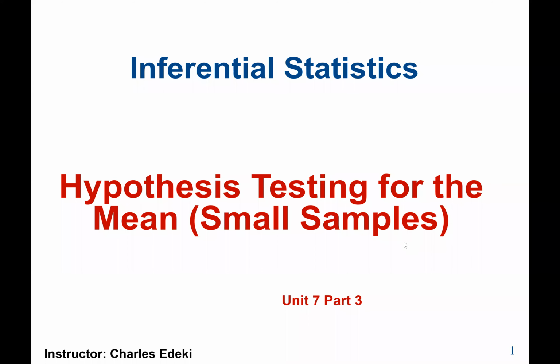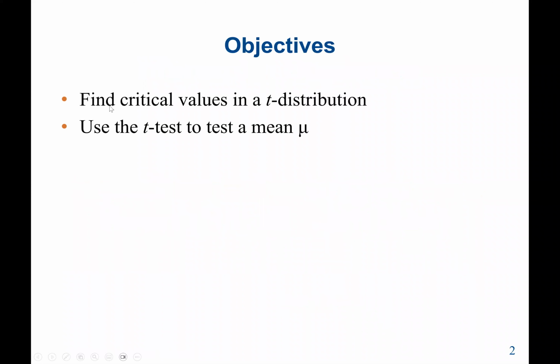Again, welcome back to Unit 7, Part 3 lectures. In these lectures, we're going to cover hypothesis testing for the mean. So our main objective is to learn how to find the critical values in a t-distribution, also how to use the t-test to test a mean or population mean.